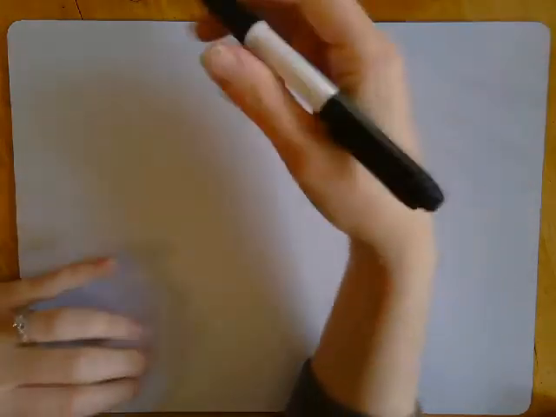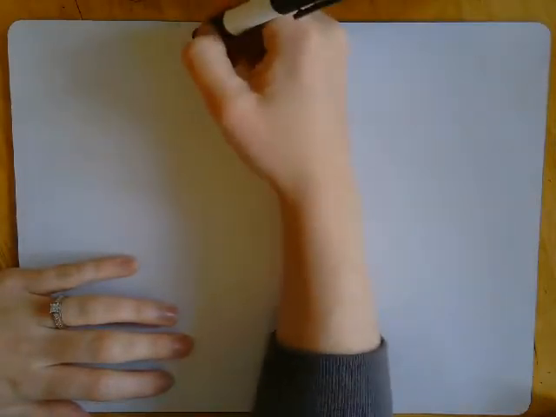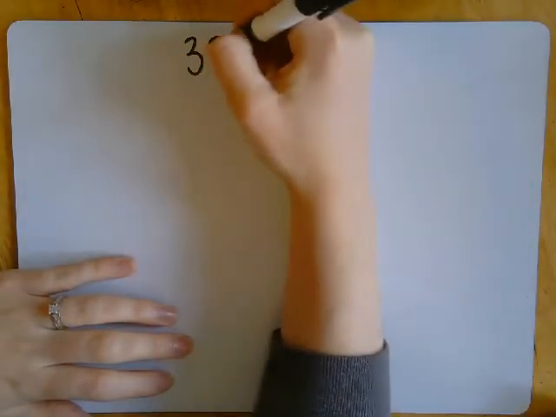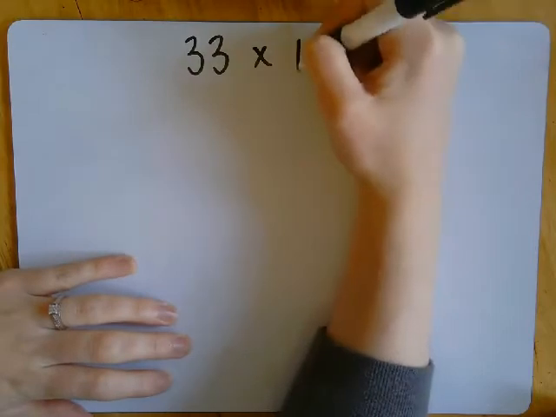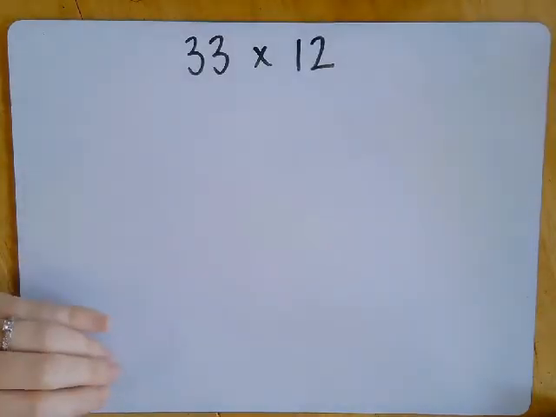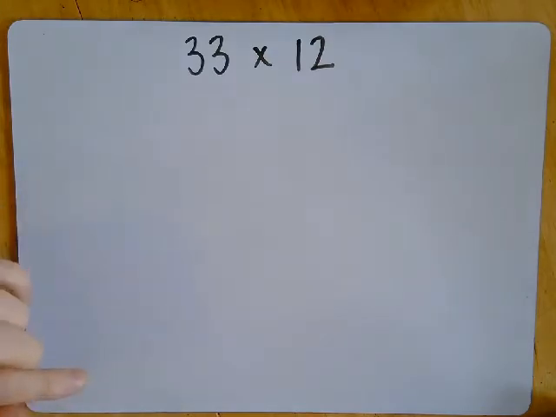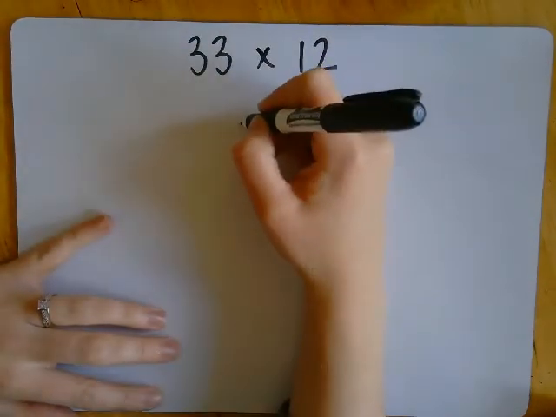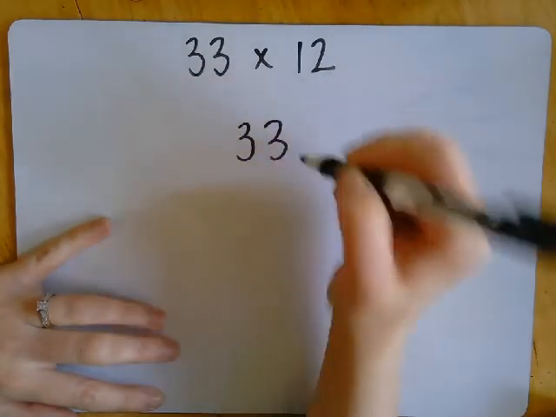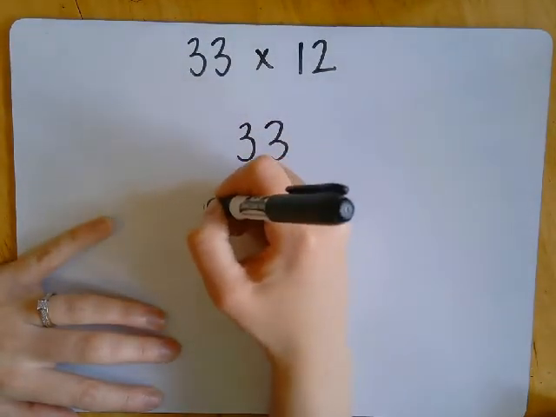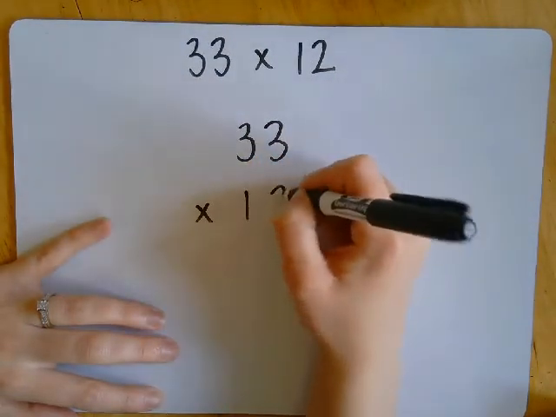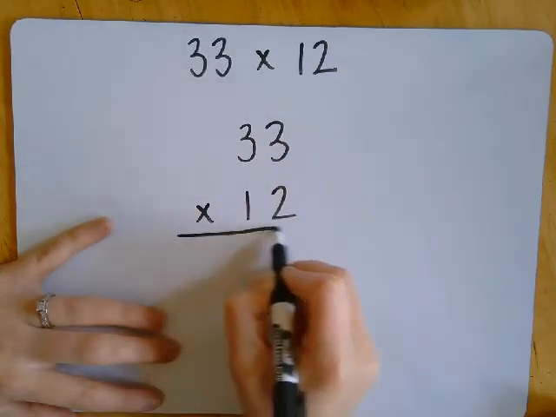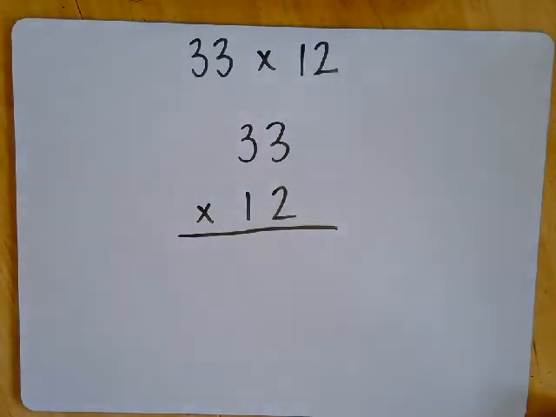So if I wanted to solve something like 33 times 12, I am first going to set it up vertically and then go from there. All right.